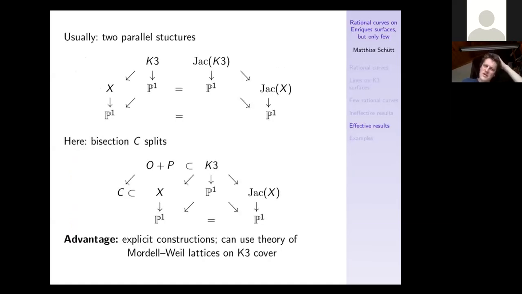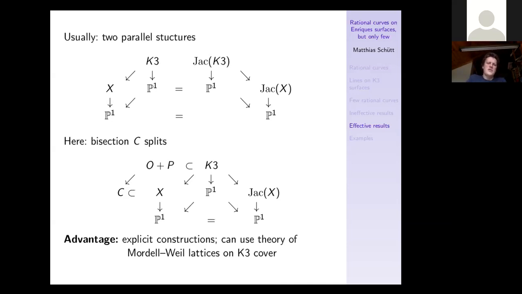So here are the diagrams. The upper one displays the usual parallel structure where you have X, the Enriques, and the K3 cover with their genus 1 fibrations. And on the right-hand side, you have the Jacobians, which also have a 2-to-1 cover. And in our situation now, your bisection splits on the K3. So basically, the two parallel structures come together, and you can start from the rational elliptic surface, go to the K3, endow it with a suitable section P, and then use the section to construct the Enriques surfaces. So this is how you can play this game.